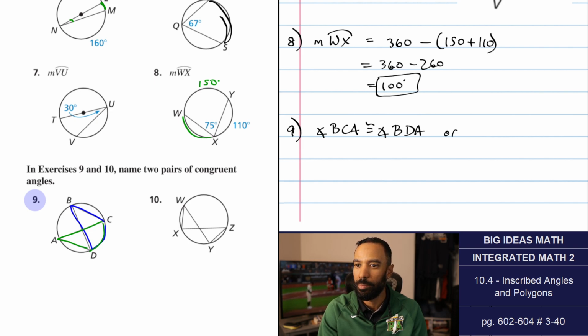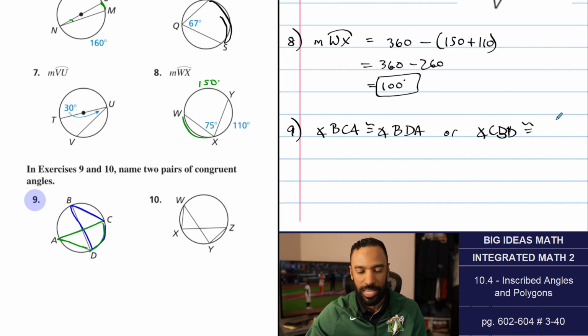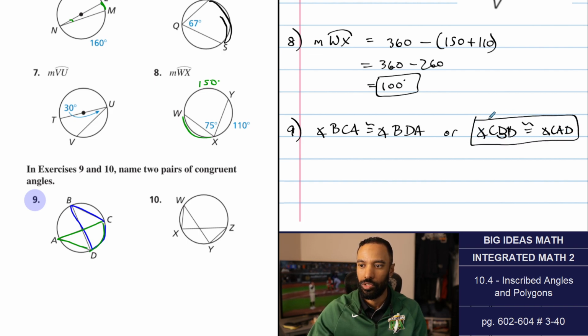Let me switch my pen. So this is angle CBD congruent to angle CAD. Like that. So those are two different sets there.